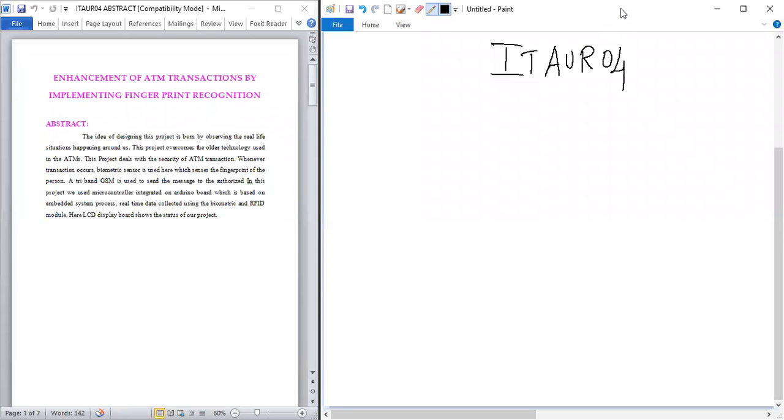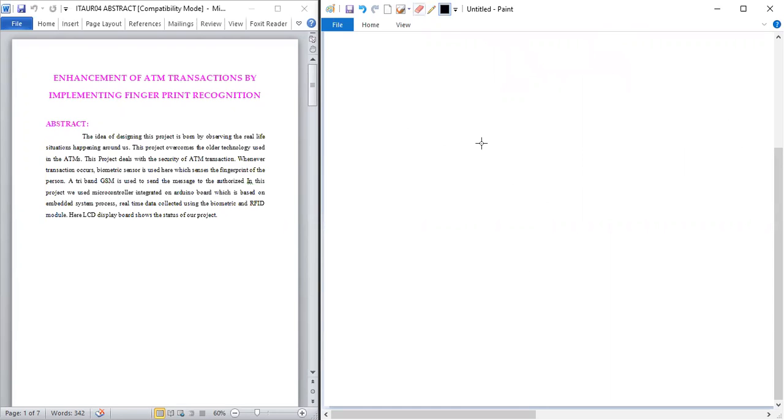Project code ITAUR04. Project title: Enhancement of ATM Transactions by Implementing Fingerprint Recognition. This is a project title. So the main theme of the project is we are going to develop ATM transactions using fingerprint authentication. This will enhance our transactions. So that is the main theme of the project.